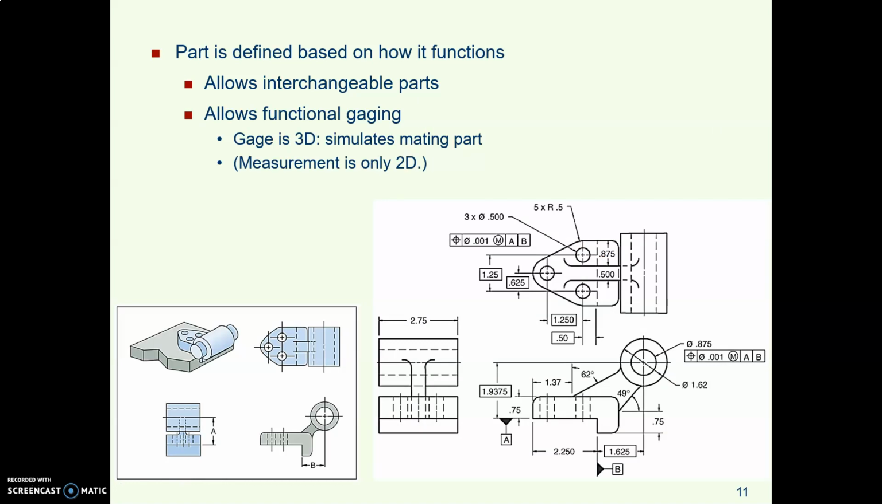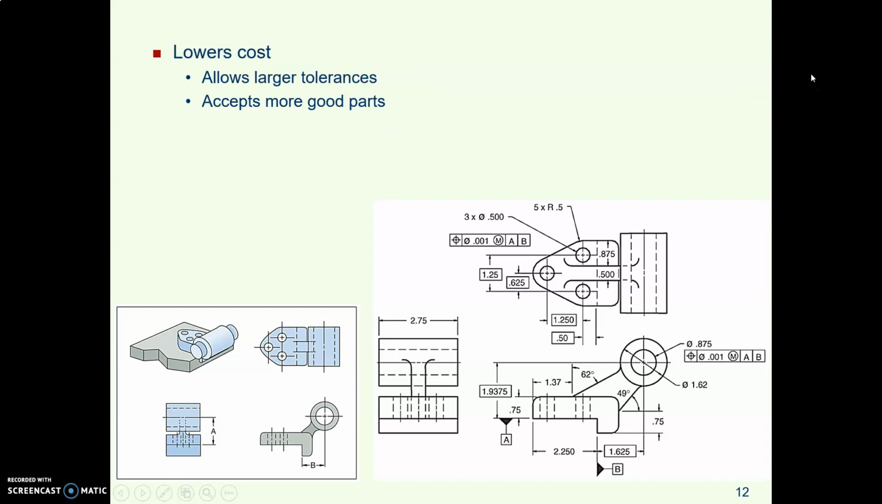The heart of this system is that you tolerance the part based on how it functions. And you use gauges that are based on how it functions, and it really allows interchangeable parts. Believe it or not, parts with GDT actually have lower cost than other parts because you actually can have larger tolerances. We'll see why as we go along. And you can wind up accepting more good parts and rejecting fewer good parts.